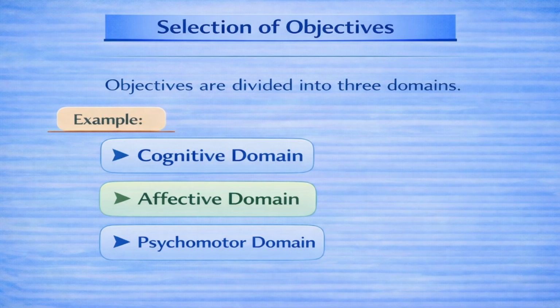Next comes selection of objectives. According to Bloom's taxonomy, educational objectives are divided into 3 domains, such as cognitive, affective and psychomotor domain. So while selecting objectives, educators should include objectives from all 3 domains for complete learning because education aims at total personality development.